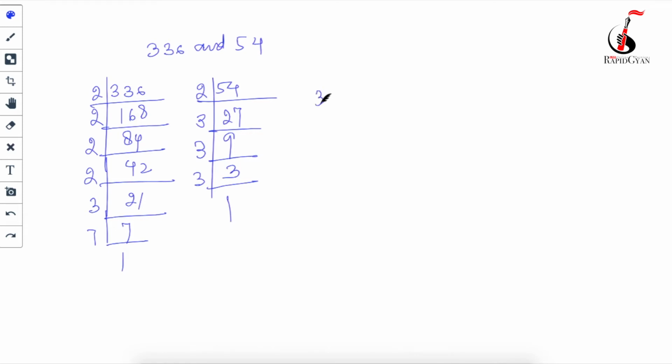Okay, so we'll have to do the same thing. 336 is equal to, see, how many times is 2 there? 4 times. So it's 2 to the power of 4 multiplied by 3 multiplied by 7. And for 54, if I write, it's just 2 multiplied by 3 cube.